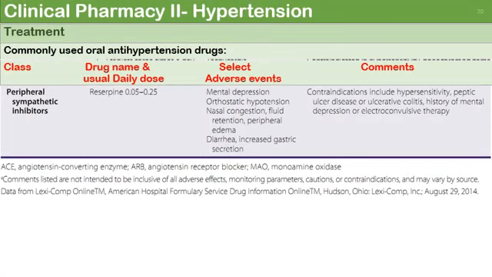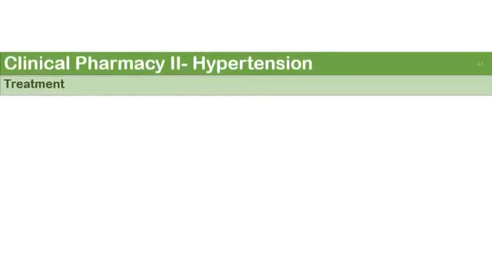Parasympathetic inhibitors like reserpine cause mental depression, orthostatic hypotension, nasal congestion, fluid retention, peripheral edema, diarrhea, and increase in gastric secretion. The contraindications: peptic ulcer disease, ulcerative colitis, and history of mental depression.